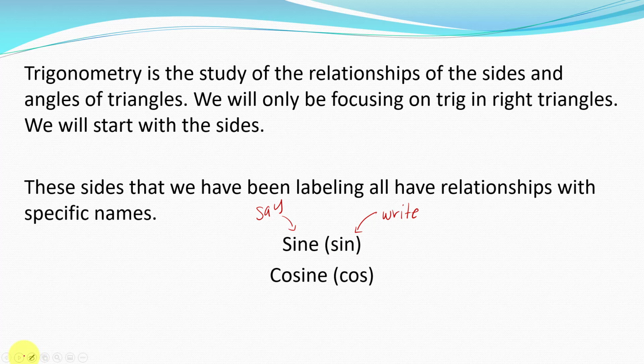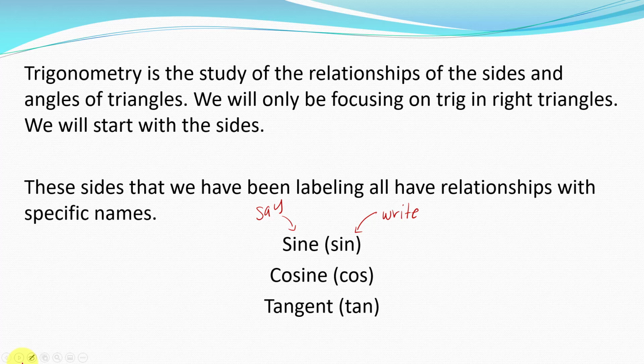Then there's the cosine function. We're going to say cosine, but we're going to write cos. The last one is the tangent function. We're going to say tangent, and we're going to write tan. So sine, cosine, tangent, but we write sin, cos, and tan as abbreviations.